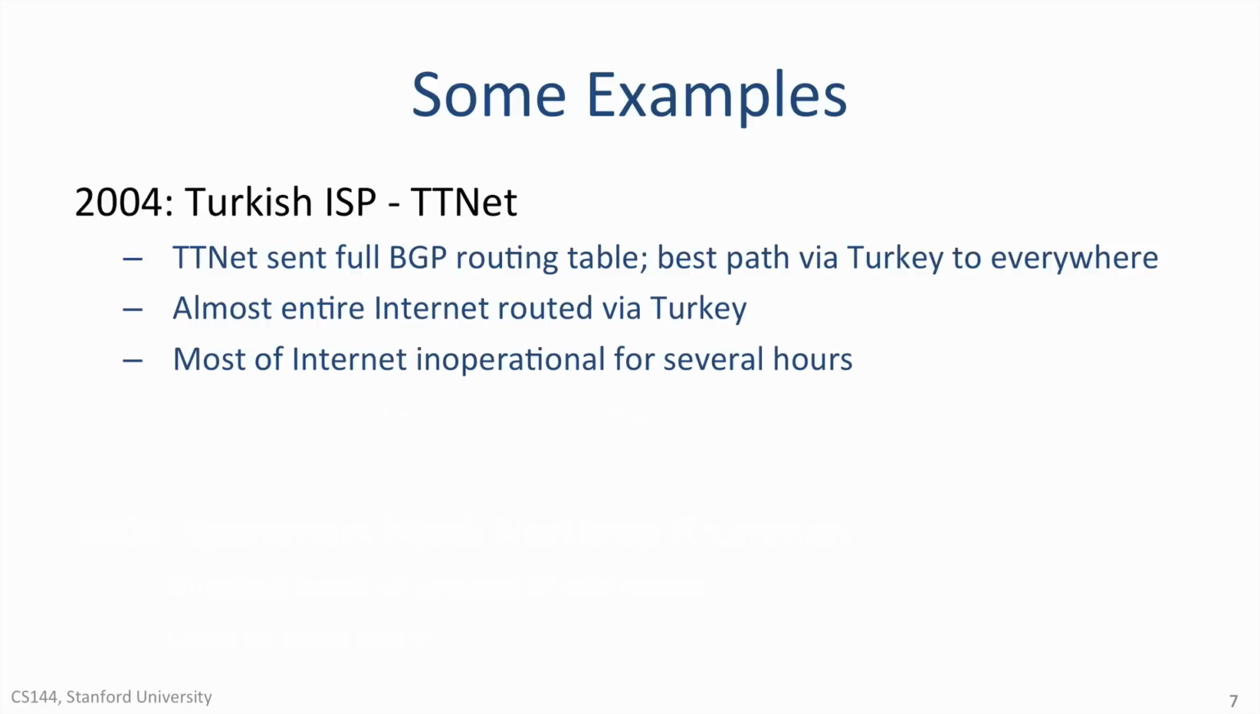spam. And in 2004, TTNet, a Turkish ISP, sent full BGP routing tables announcing to everyone in the world that Turkey is the best path to everywhere in the internet. All of a sudden, almost the entire internet tried to route via Turkey, and you can imagine what chaos it created. Most of the internet didn't work for hours.